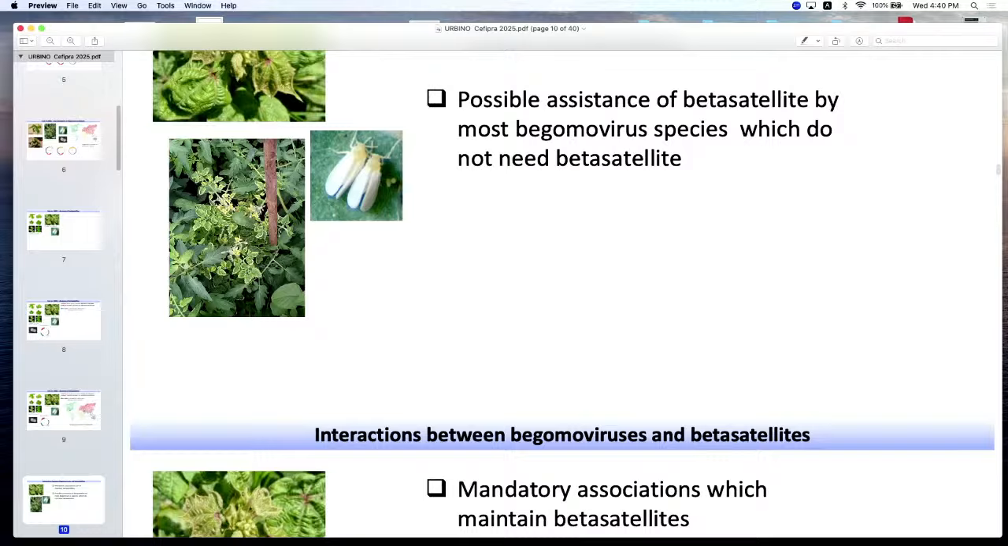So in this case, the satellite is like a viral component. It's not a viral component, but it acts as a viral component because the virus needs the satellite. But for the other viruses, begomoviruses, there is no need of this satellite. But they can replicate the satellite. So they replicate the satellite even if they don't need it. And sometimes it increases the symptoms of the virus. And then it creates a new disease, in fact.